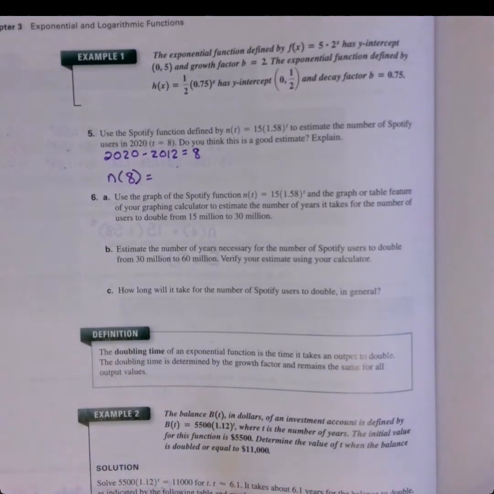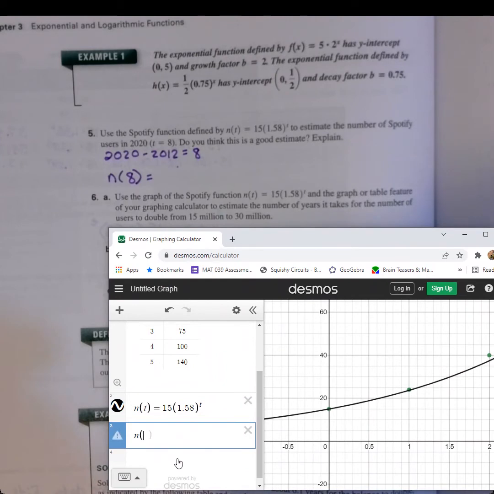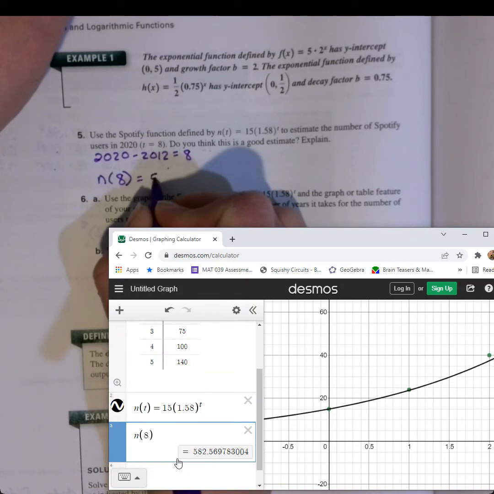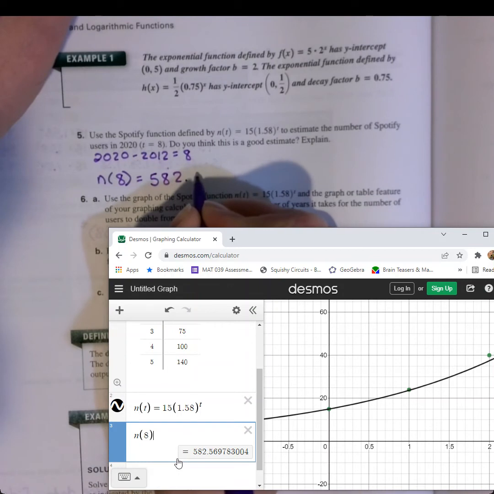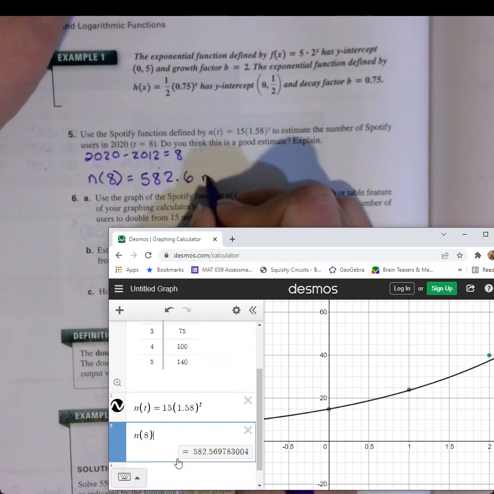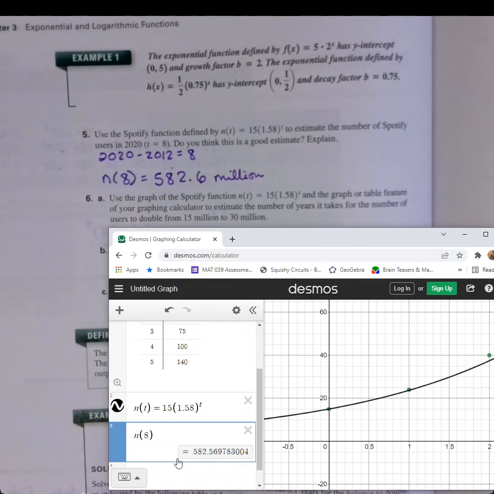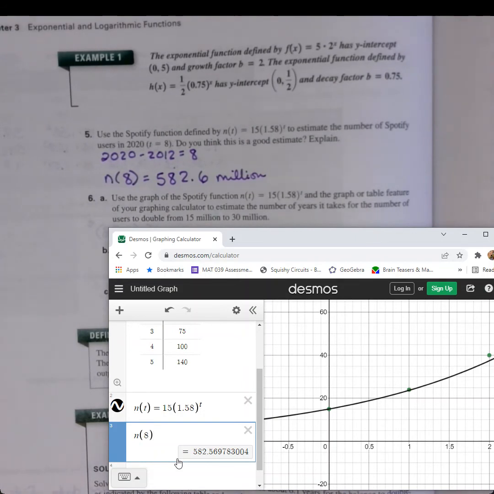So I'm going to use Desmos to compute that, since I already have my function entered over here. We'll ask it to compute n of 8. And so n of 8 is 582.6. So I would just put the word million right after it, just to shorten my explanation, since the units on the output were millions. So 582.6 million Spotify users in 2020. Do we think this is a good estimate? Explain.